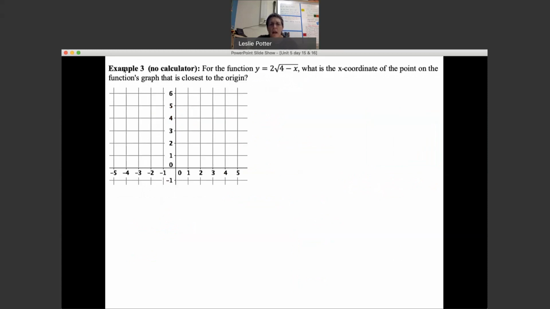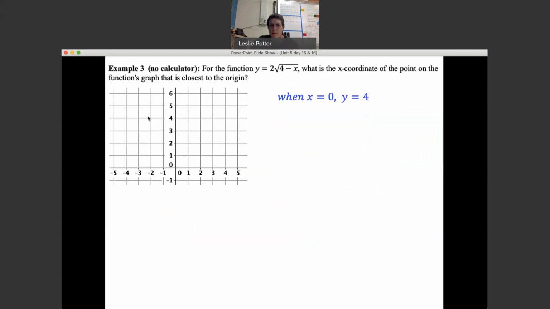Okay, so looking at example 3. Says for the function y equals 2 times the square root of 4 minus x, what is the coordinate of the point on the function's graph that is closest to the origin? So we know the origin is 0, 0. So when x is equal to 0, y is equal to 4.